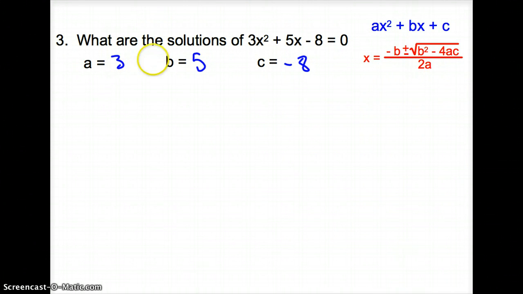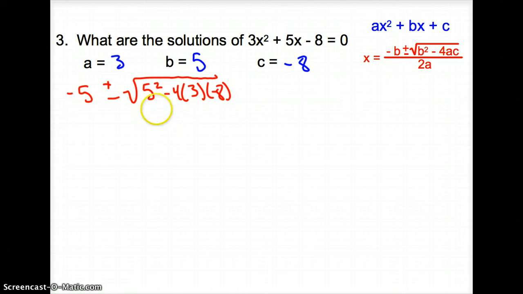So we have opposite b. Opposite b is going to be negative 5 plus minus the square root of b squared, which is 5, minus 4 times a, which was 3, and c, which was negative 8. And remember that it's all over 2 times 3. Now, all we have to do is simplify.